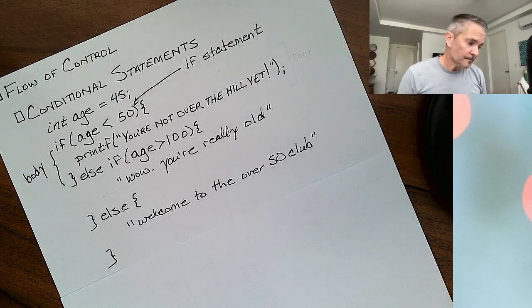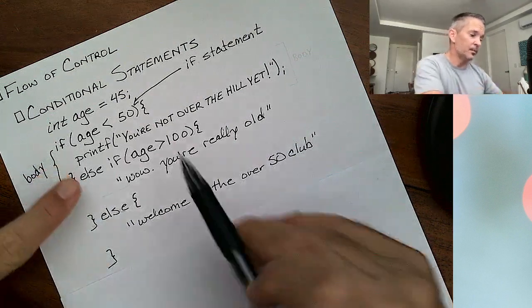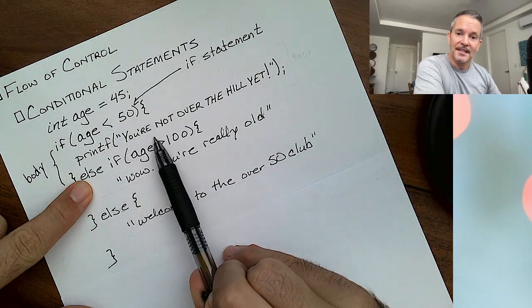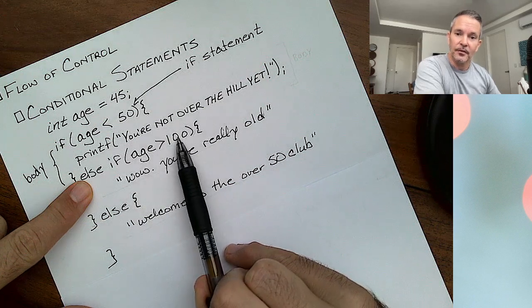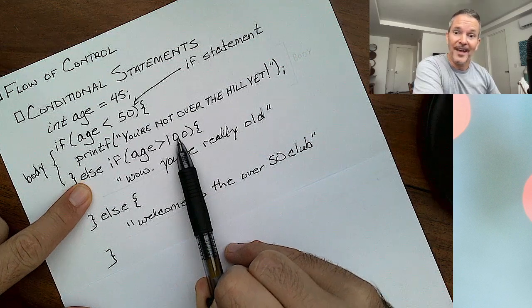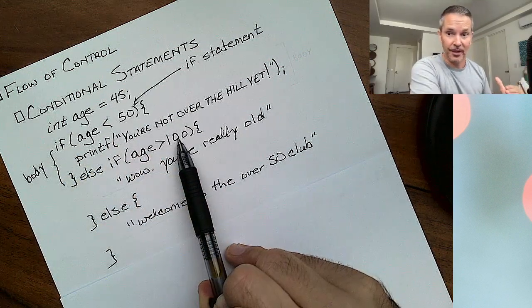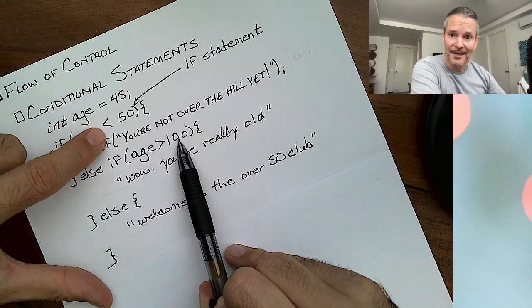So, as an example, if I had said here, age is less than 40, we never would have executed this else if, because any age that is less than 40 would also be less than 50.